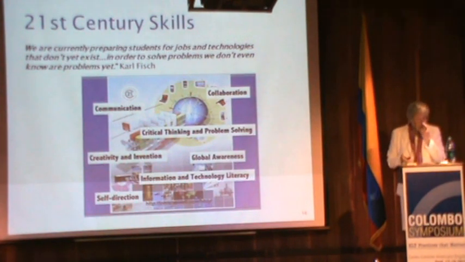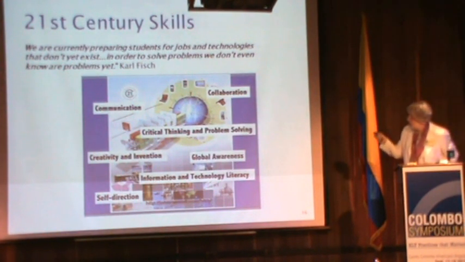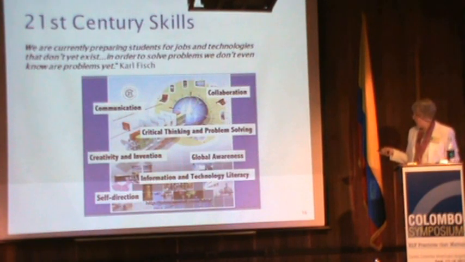So here are 21st century skills. And as Carl Fisch said in that video, we are currently preparing our students for jobs and technologies that don't even exist yet. So what we need to prepare them for are collaboration, communication, critical thinking and problem solving, creativity and invention, global awareness, information and technology literacy, and autonomous learning.